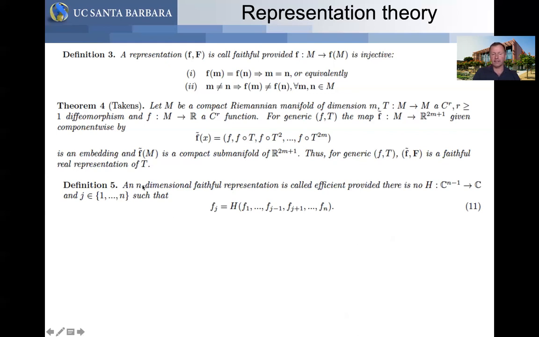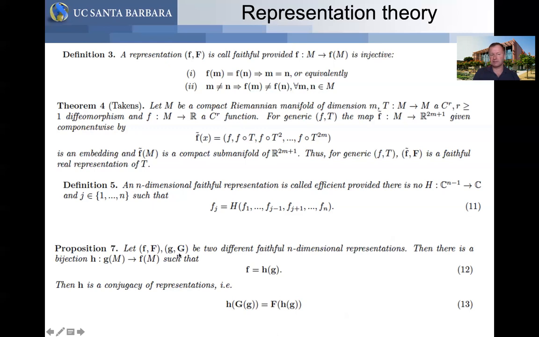An n-dimensional faithful representation is efficient provided there is no function h, complex function h, and some j between 1 and n such that the jth observable in our representation is obtained as a function of the other ones, right? Because that would be clearly, quote unquote, inefficient. The reason being that the information in the other observables that we have already covers the grounds.